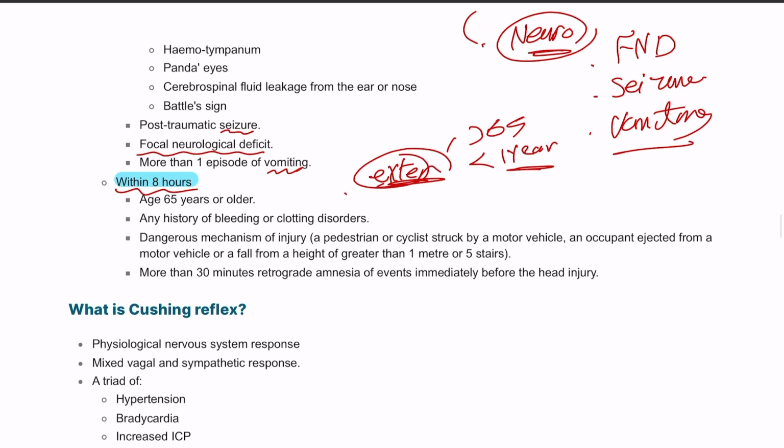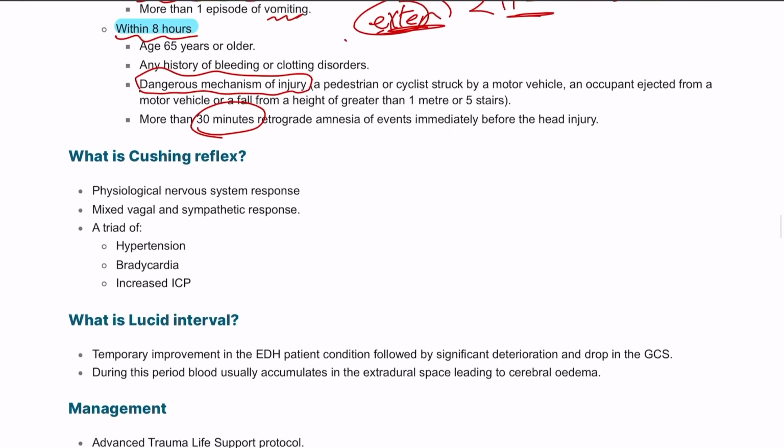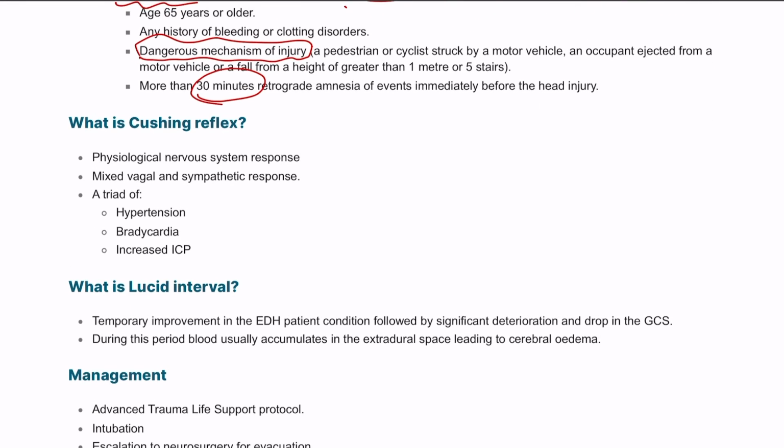If the patient had any history of clotting disorder or being on any medication such as warfarin or direct oral anticoagulants, or there is a dangerous mechanism of injury, that's another thing, or the patient had more than 30 minutes of retrograde amnesia. All right? What is Cushing reflex? So Cushing reflex is a triad of hypertension, bradycardia, and increased ICP.